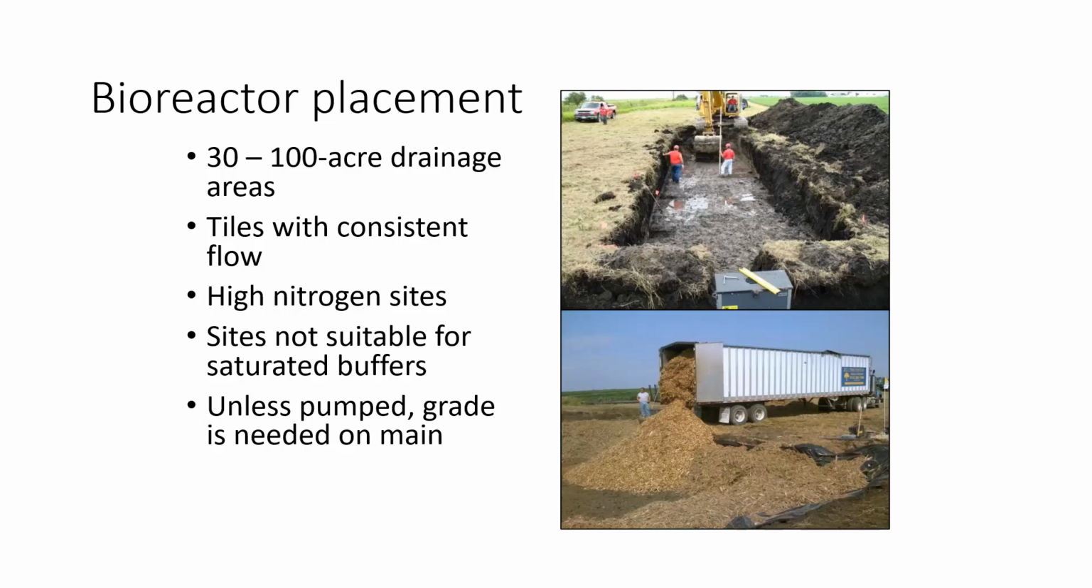Maybe you could do some work up in that tile shed and try to connect some of the sub mains before they reach that larger main. In order to treat that water, you could do bioreactors in line upstream in that situation, or maybe drainage water management would work further upstream if you do have those 300 plus acre drainage areas.